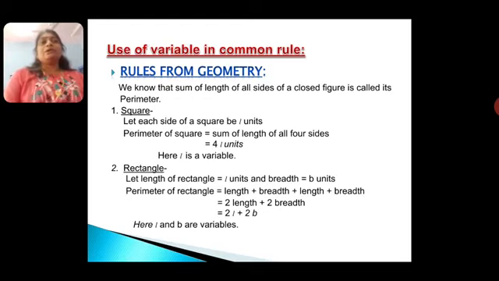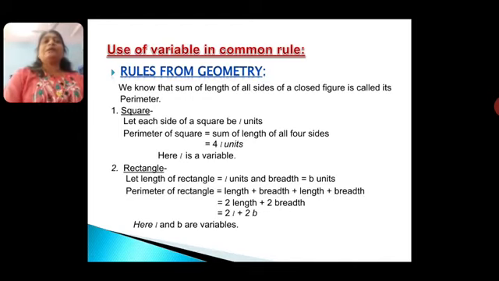Now, use of variables in common rules. To form common rules, many times we use formulas. In formulas, we use variables in place of numbers. Let us see rules from geometry. We know that the sum of the lengths of all sides of a closed figure is called its perimeter. To make the general rule for perimeter, we take some examples.